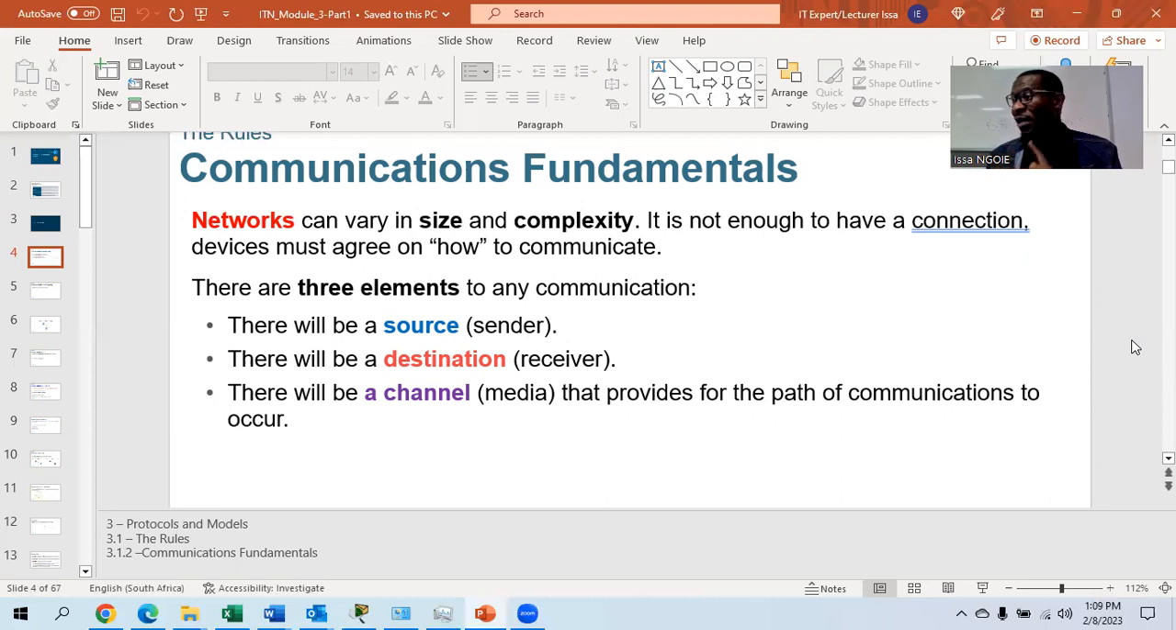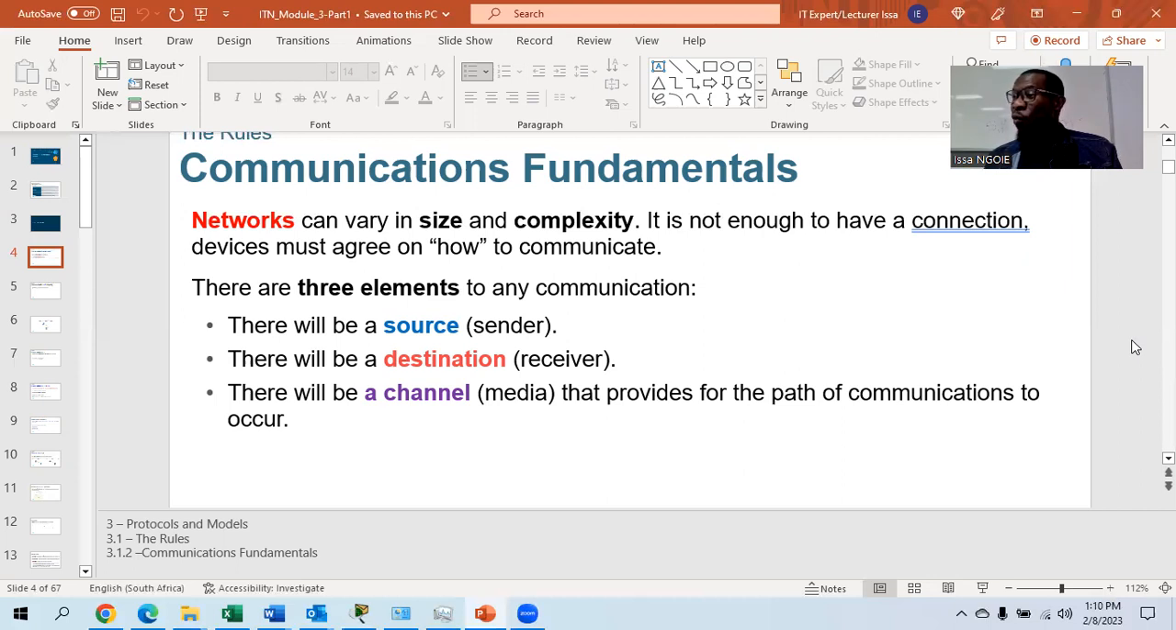Now, when we are talking about communication, there are 3 elements that you need to understand. Number 1 is what we call the source. The source is the one that will be sending, the sender. And there is the destination, the one who is going to receive, and there is a channel. Channel means the medium that you are going to use for sending your message. So your computer, the one that is going to send, will be called a source or a sender. The computer that will receive is the destination.